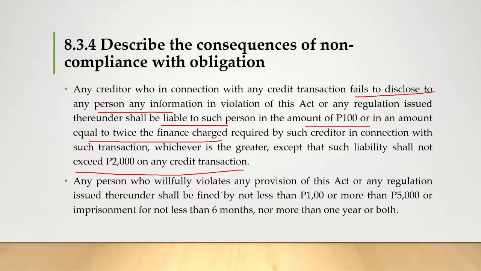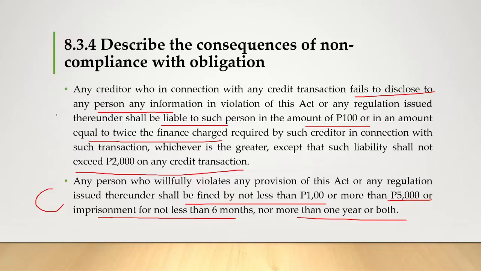So, any person who willfully violates any provision of this act or any regulation shall be fined by not less than 100 pesos or more than 5,000 pesos, or imprisonment for not less than 6 months nor more than 1 year, or both. So as can be gleaned from Section 6, Paragraph A and Paragraph C of the Truth in Lending Act, the violation of the said act gives rise to both criminal and civil liabilities. Yung Paragraph C, it considers a criminal offense the willful violation of the act, imposing a penalty therefore of fine, imprisonment or both.